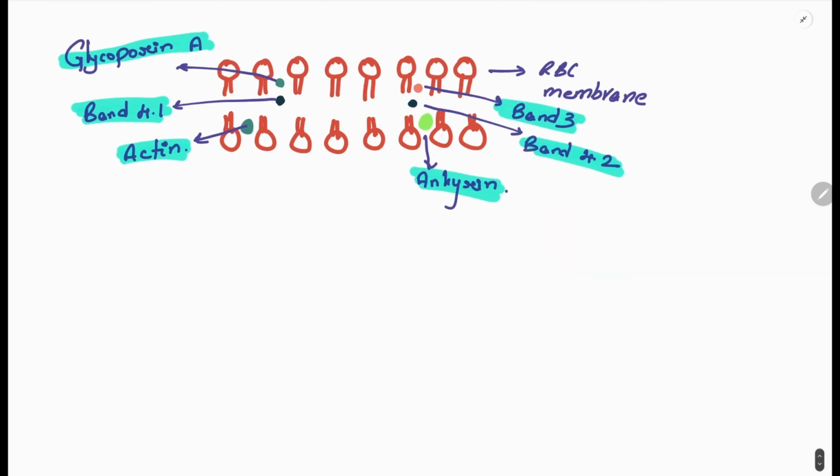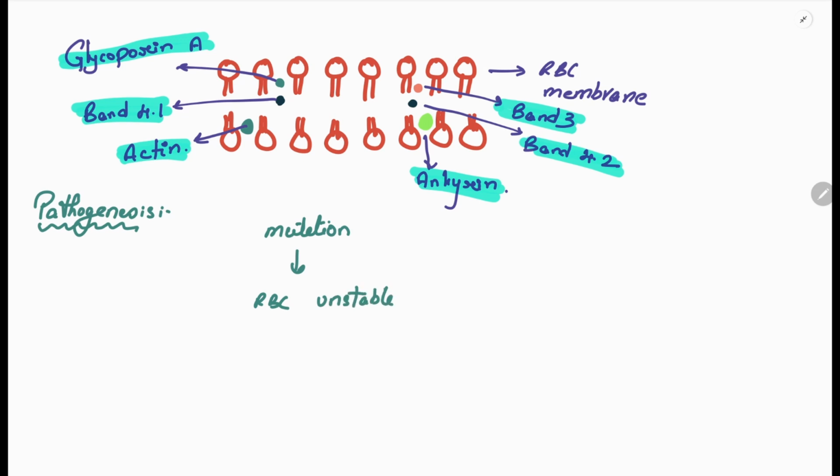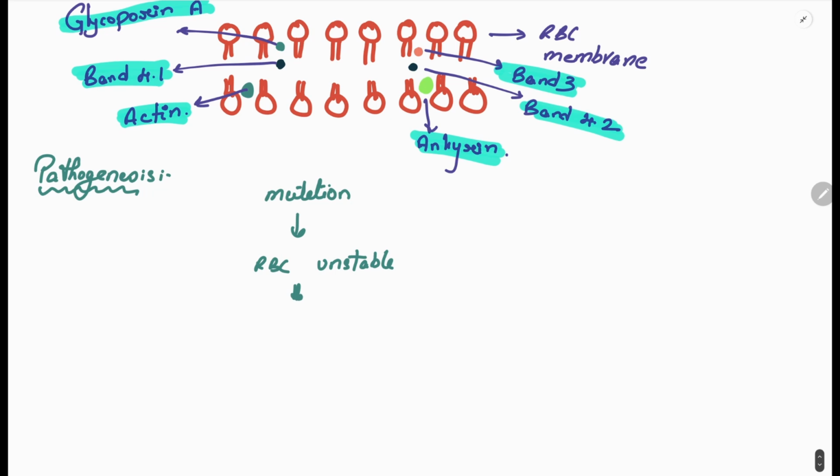So let's discuss the pathogenesis. For example, there is a mutation in any of these genes. Because of the mutation, the RBC becomes unstable. So the stability of the RBC will be lost. This RBC tries to have the minimum surface to volume ratio. The minimum surface to volume ratio is for a sphere, so it becomes spherical in shape.